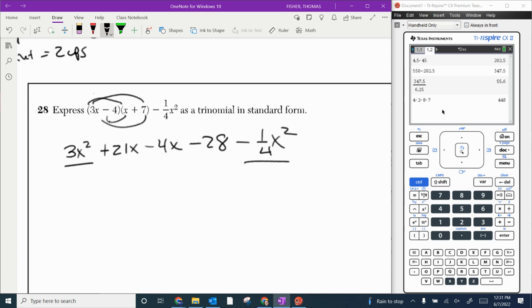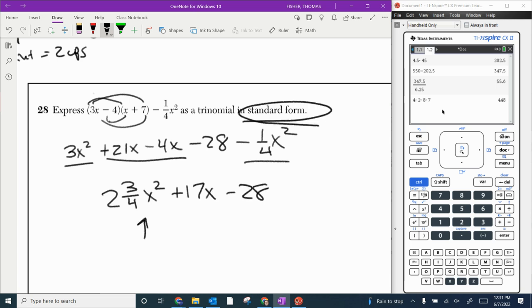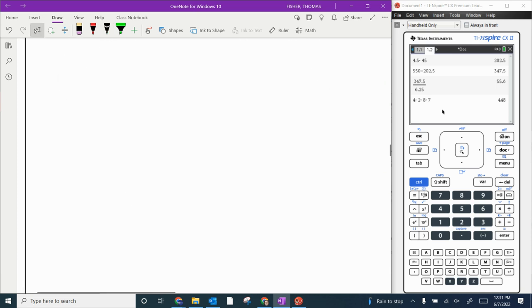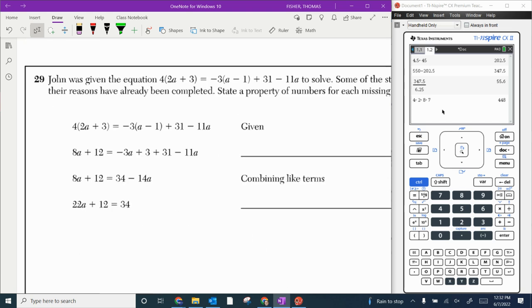Combine your x squareds. Taking 3 minus 1/4, that would be 2 3/4, or 2.75, same thing. And then combine your x's here, that would be plus 17x minus 28. Standard form means highest power first, so highest exponent first, and then in order from greatest to least going down. So that would be our final answer. Or again, you can call it 2.75. That's the same thing. I like fractions, so there we go.